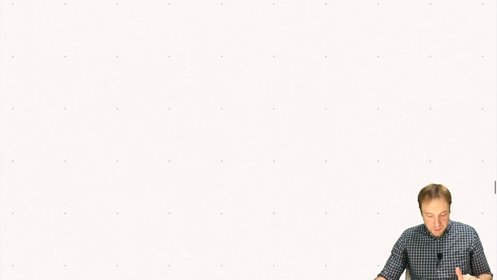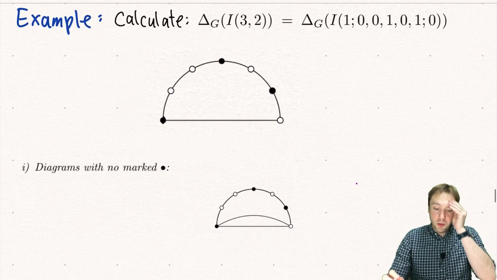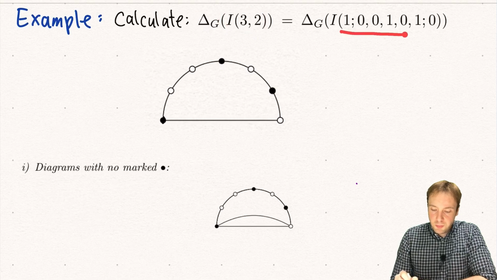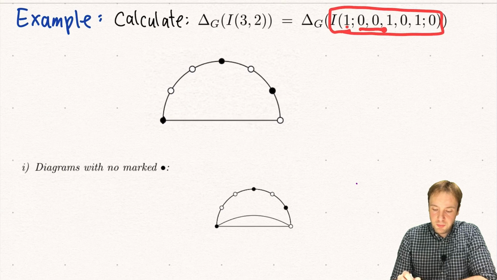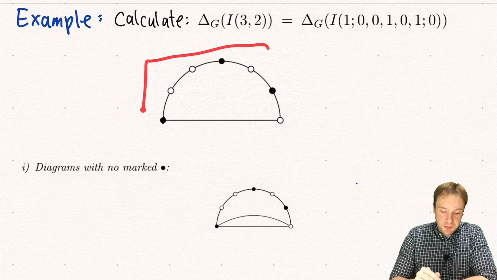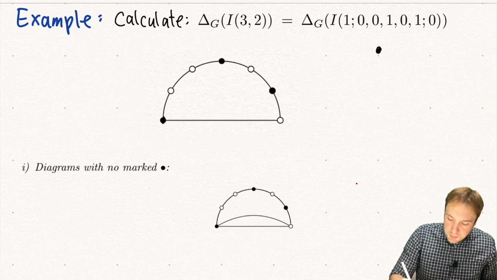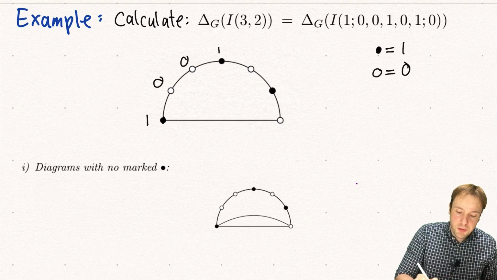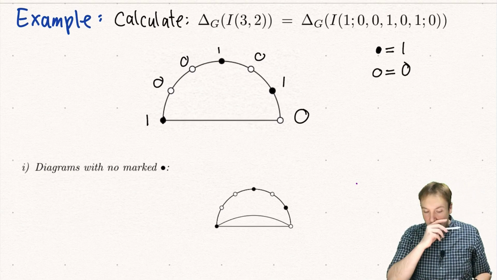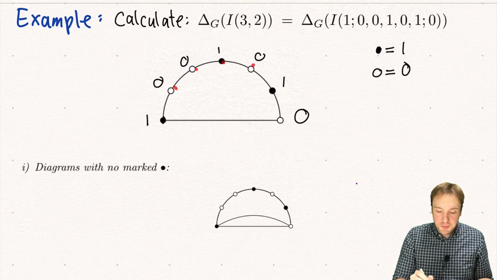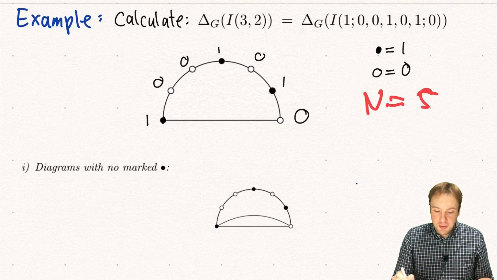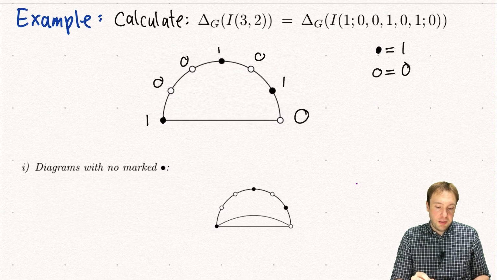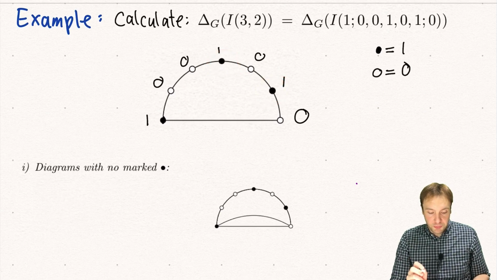Okay, but now let's do one explicit example. So let's calculate the coproduct of I(3,2). So this means we need to calculate the coproduct of this formal symbol here, 1, 0, 0, 0, 1, 0, 1. And for this, we need to consider diagrams of this shape here, where by this black dot we mean 1, and by the white dot we mean 0. So this is 1, 0, 0, 1, 0, 1, 0. And now we want to consider all possible choices of these points here. So our capital N in this case is 5, because we can choose any of these 5 points here. And we want to group them in a way depending on which of these black dots we choose.